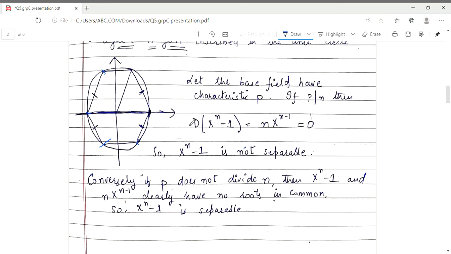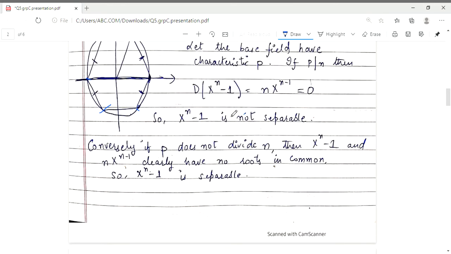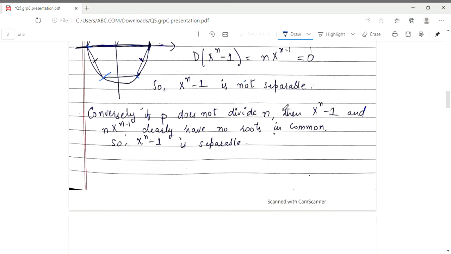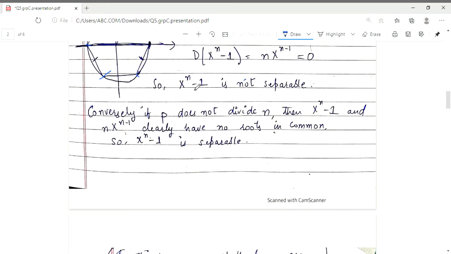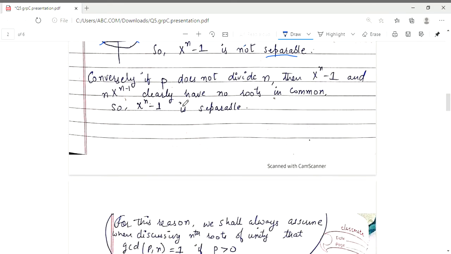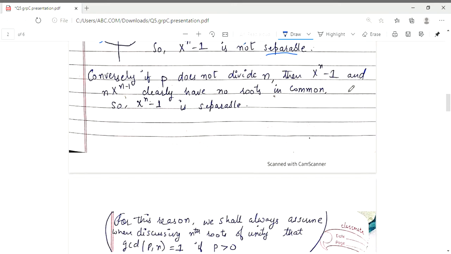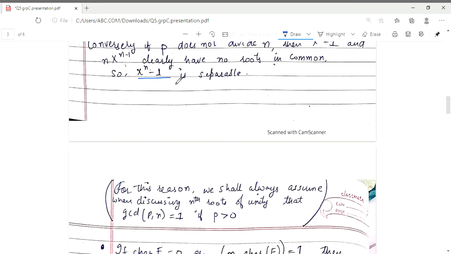Now, let the base field have characteristic p. If p divides n, then the derivative of x power n minus 1, which is n x power n minus 1, is equal to 0. So, x power n minus 1 is not separable. Conversely, if p does not divide n, then x power n minus 1 and n x power n minus 1 clearly have no roots in common. So, in this case, x power n minus 1 is separable.